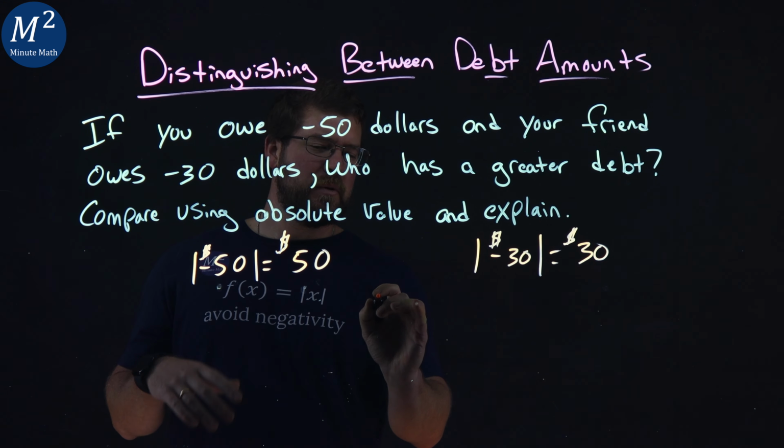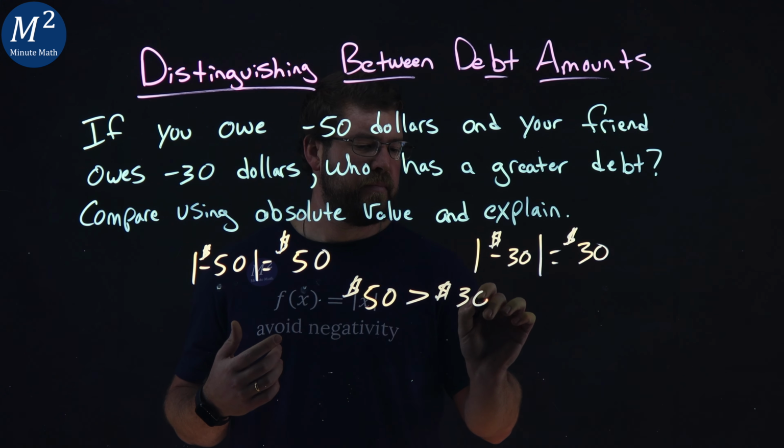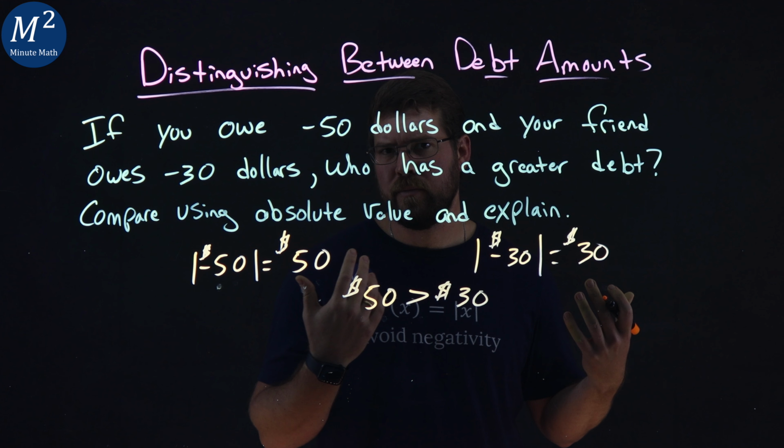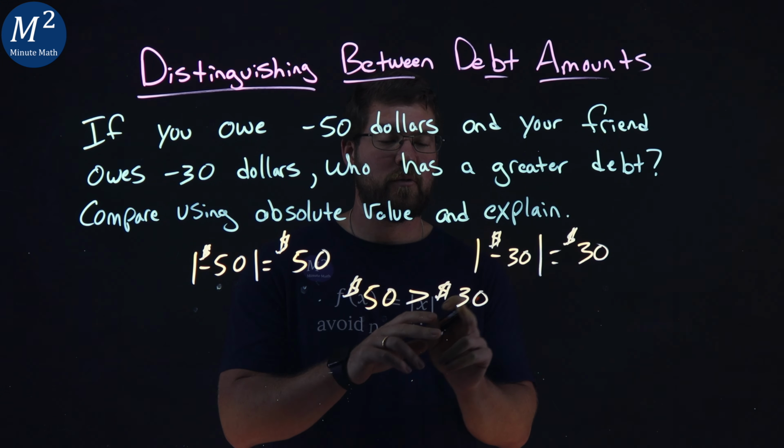We can also show this with inequality if you want. Absolute value of 50 is greater than absolute value of 30, or $50 is greater than $30, and we got that from the absolute value here, so 50 is greater than 30.